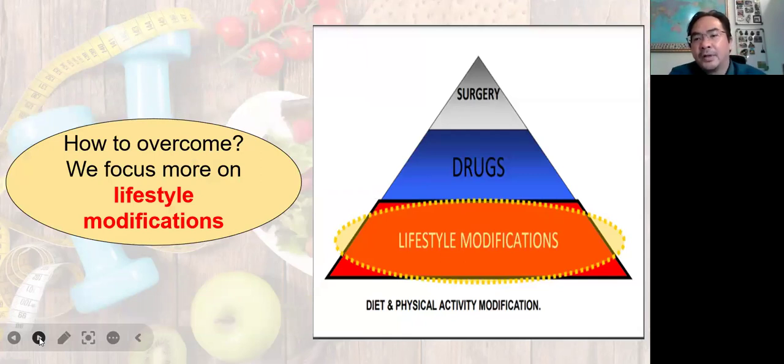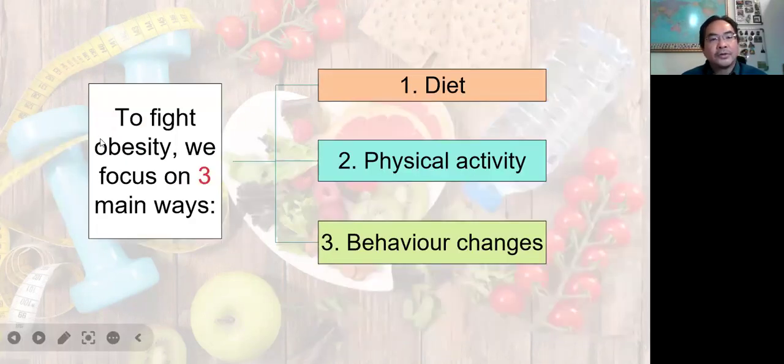How to overcome obesity? Of course, there are multiple ways that we can manage obesity. As doctors, we frequently use drugs, and our surgical colleagues can use surgery to treat morbid obesity. But first and foremost, we need to focus on lifestyle modification. So to fight obesity, we focus on three main ways.